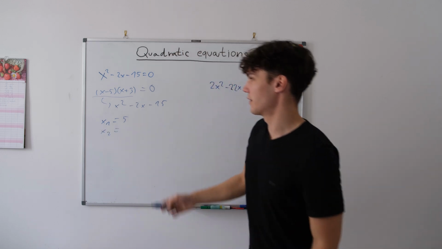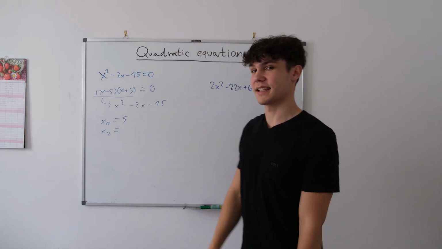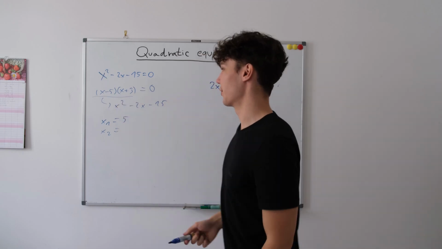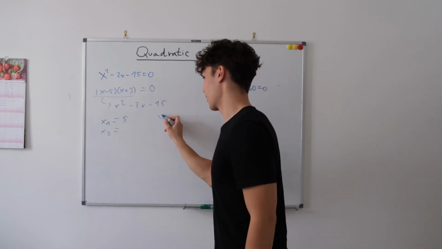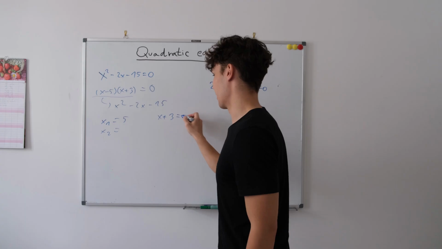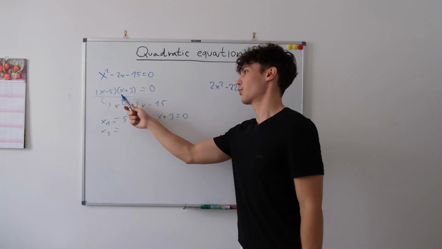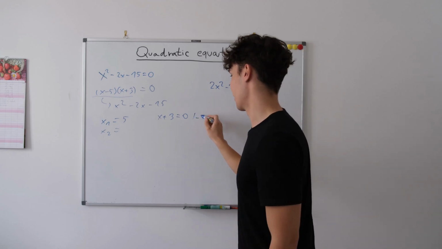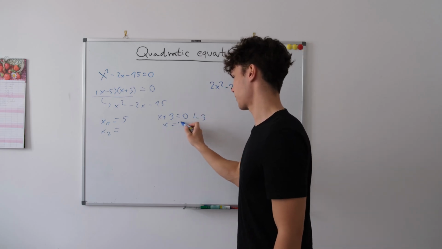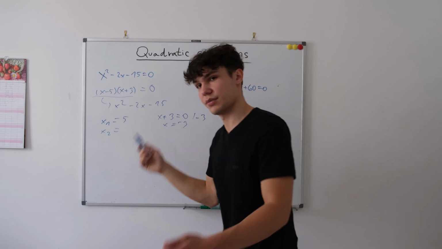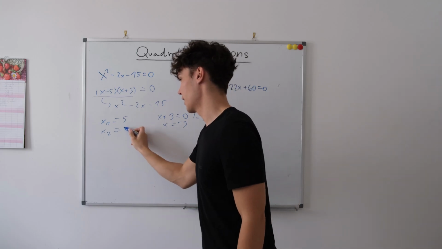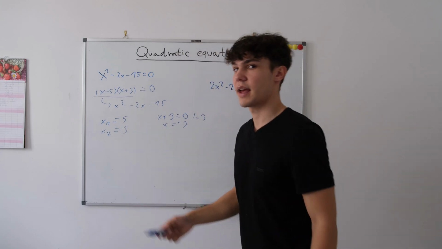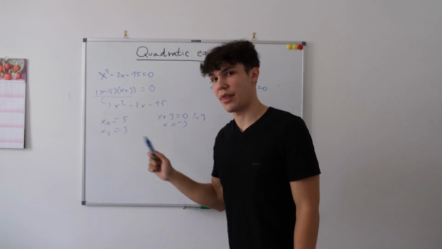For the second parentheses it is exactly the same method, so I can also write it down like this so it's more understandable. We're basically doing when is this going to be equal to 0, so we solve this and we get minus 3, so we get our two answers. x1 is equal to 5, x2 is equal to minus 3.